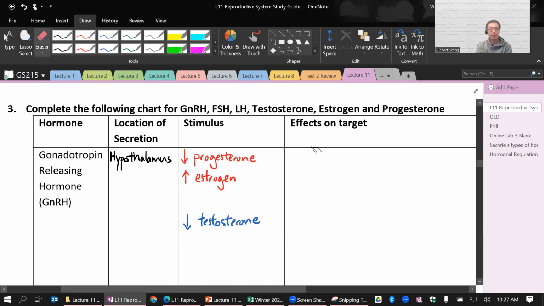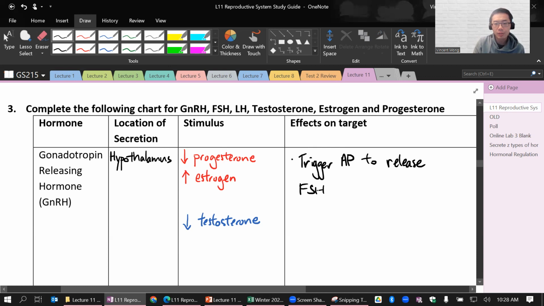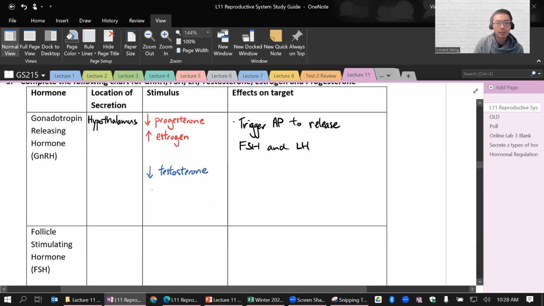Effects on target. Does GnRH do different things in male and female, or do they do the same thing? Same thing, okay? It will trigger the anterior pituitary gland to release FSH and LH. Okay.